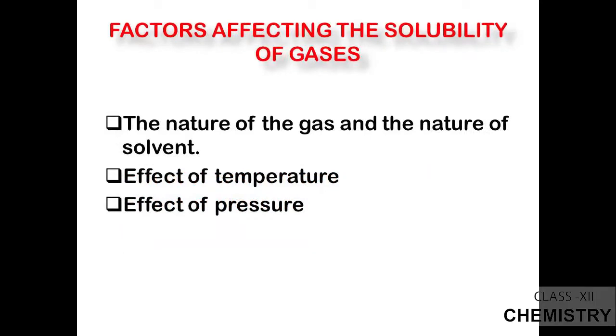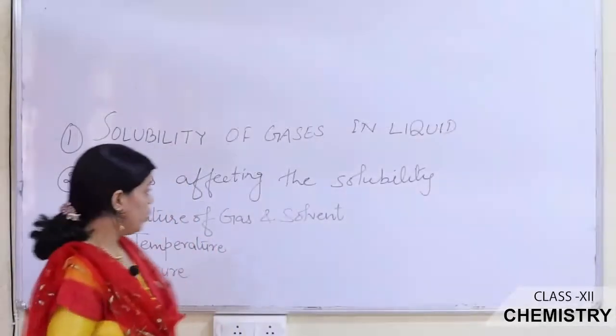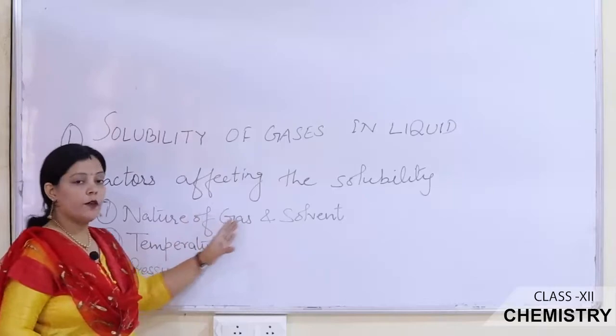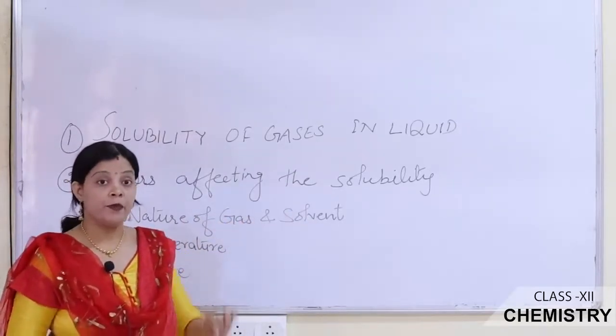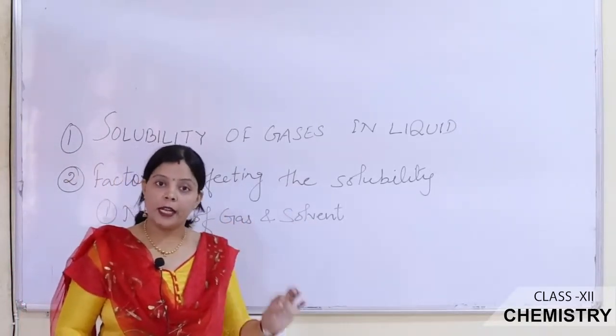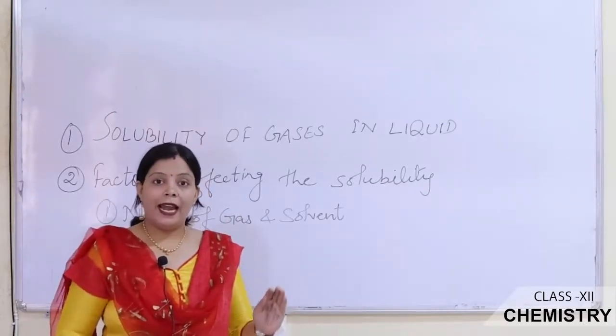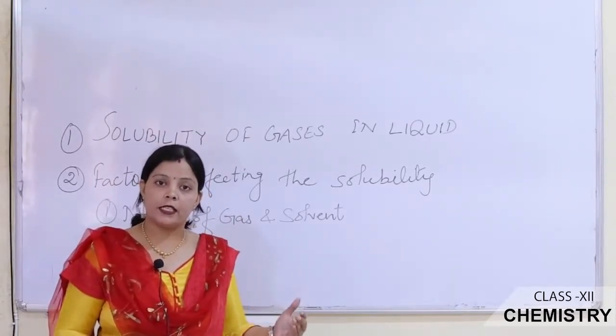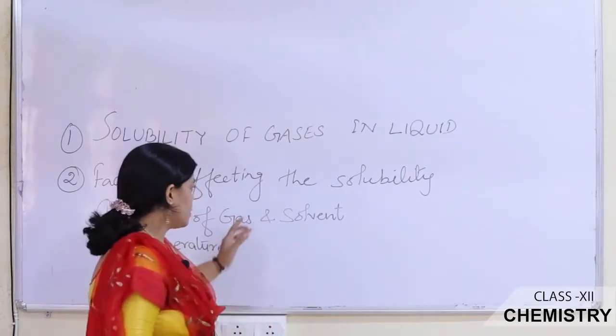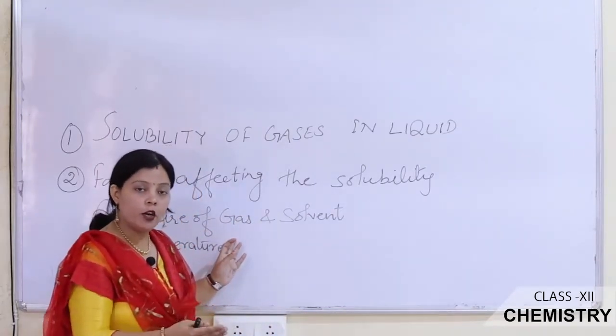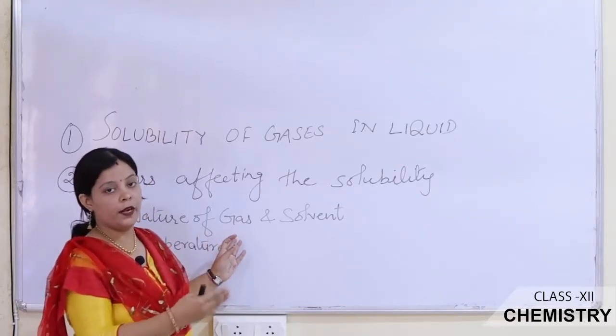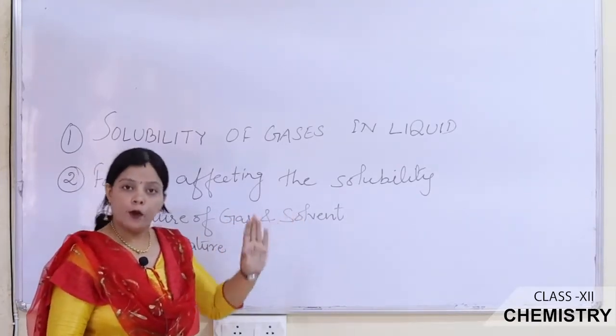Next, what are the factors affecting the solubility of a gas? The first is the nature of the gas and the nature of the solvent. Second is the effect of temperature, and third is the effect of pressure. Our first factor is the nature of the gas and the nature of the solvent. The same gas dissolves to different extents in different solvents, and different gases dissolve to different extents in the same solvent. This is explained by giving one example.